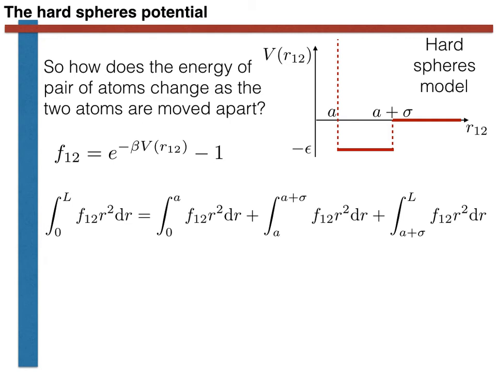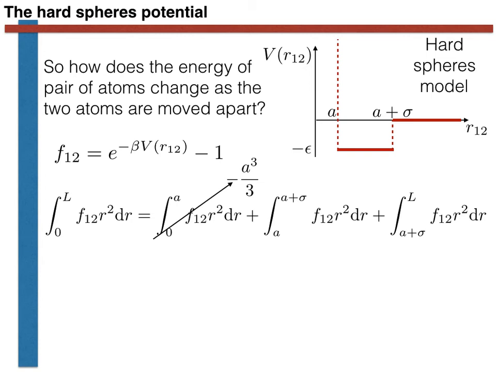Consequently, when v is equal to plus infinity for values of r between 0 and a, f12 is equal to minus 1, as e to the minus infinity is 0. The first integral is thus simply the integral of minus r squared dr between 0 and a, which is simply a cubed over 3. The last of these three integrals is even easier.